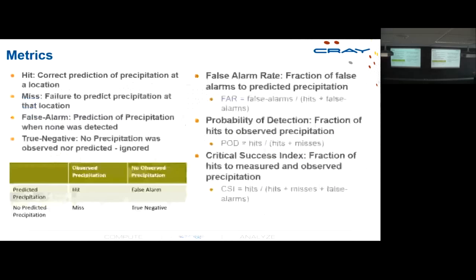So we're going to focus on three metrics for this. There's the false alarm rate: how often do we say it's going to rain and then it doesn't? The probability of detection, which is more or less how often we are correct about it raining. And then the critical success index, which is hits over hits plus misses plus false alarms. So anything that's not 'it didn't rain and we said it wouldn't rain' is the denominator.